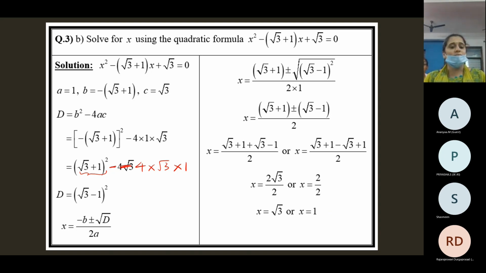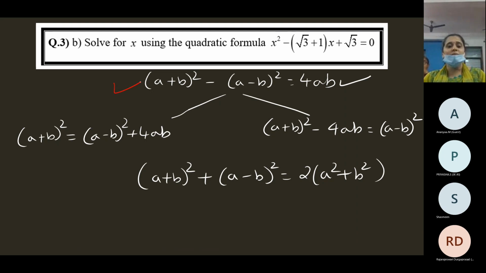Okay, so now what is this? (a plus b) the whole square minus 4ab, which is (a minus b) the whole square. See the next step: (a plus b) the whole square minus 4ab is (a minus b) the whole square using the identity. You should tell yourself this line. You use this identity when you find the discriminant in quadratic equations. You can remember this main thing: (a plus b) the whole square minus (a minus b) the whole square is equal to 4ab.